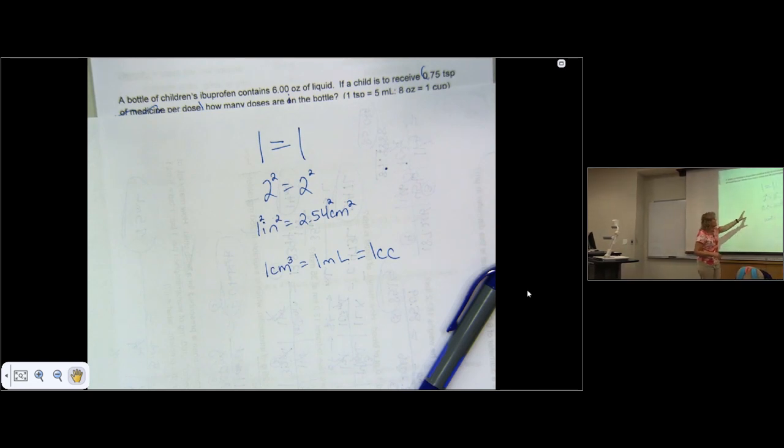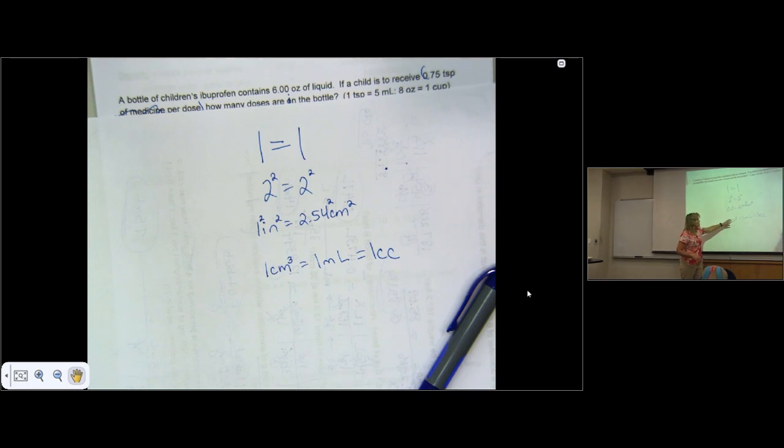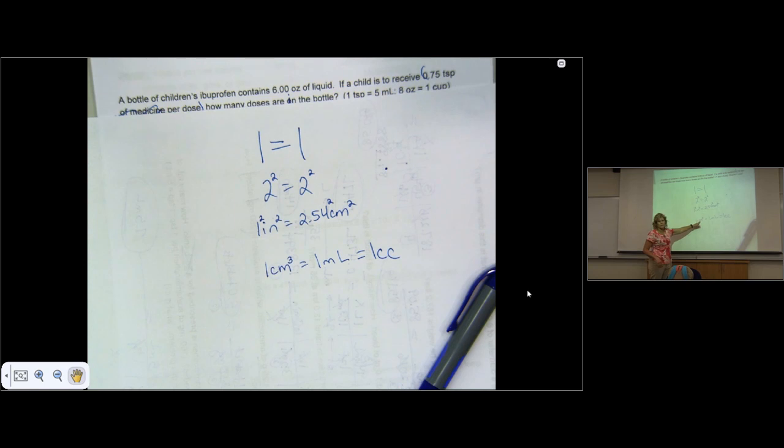What's the benefit of this conversion factor? The huge benefit is this is a length measurement. This is more of a liquid. So this is like a length times width times height volume. This is a liquid volume.